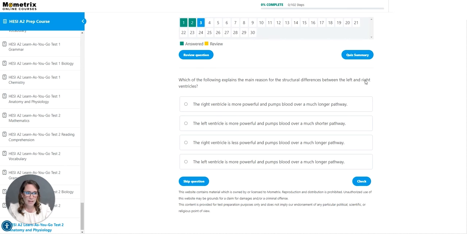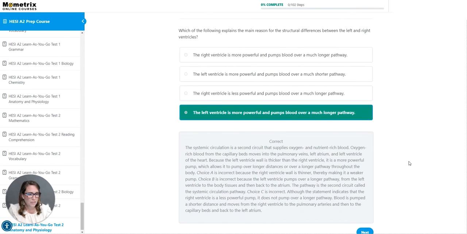So if we remember correctly, that right side is going to go out to the pulmonary system, and then the left side is going systemically. So it's going all the way around, down to your toes, all the things. So the left side, it has to be much more powerful in order to be able to pump that blood over a much longer pathway. So that makes choice number 4 to be our correct answer.